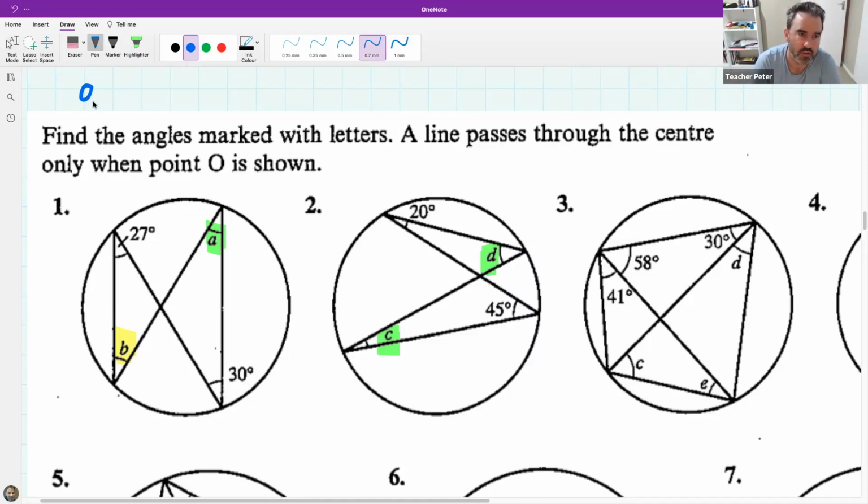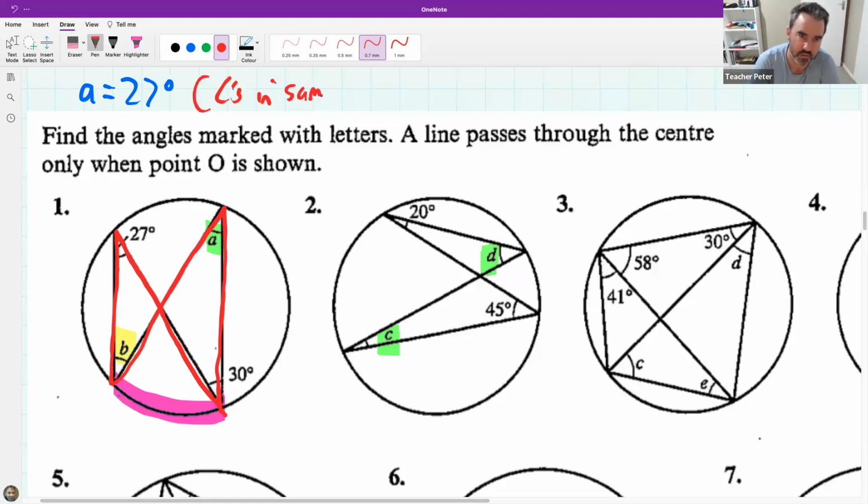So we are going to say that A is 27 degrees, because this is the arc that is going to be the base, and that's the one angle, and then there's the other. So we'll say angles in same segment.